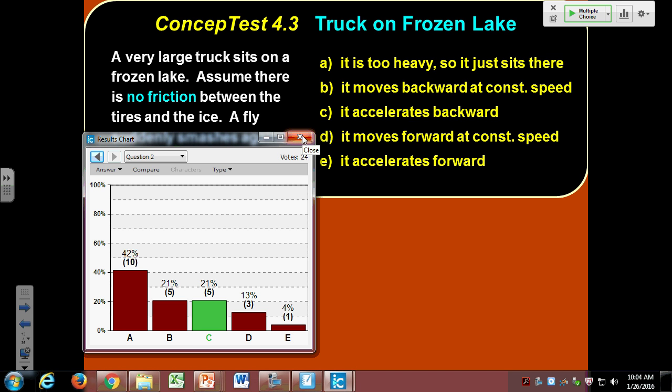All right, so most of you did put A, but the answer is, what do y'all think? Okay, it accelerates backwards. A couple things come into play here. We'll think Newton's first, second, and third laws, they all come into play. The fly comes along and smashes into the truck, and the truck pushes on the fly, but as a result, you also have a force pushing on the truck. It's a small force, but nonetheless, you have a force that's pushing on the truck. There's no friction, so what's going to happen to that truck?